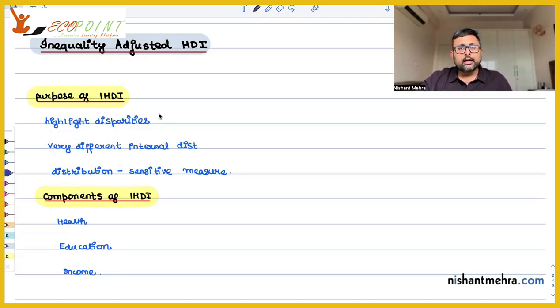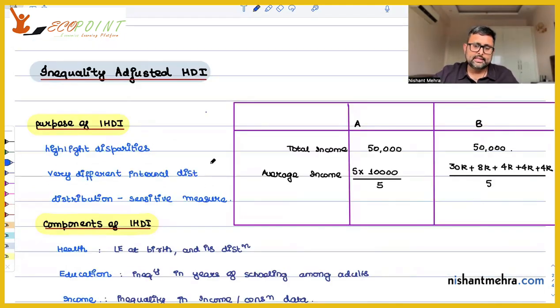Second, two countries can have the same HDI, but very different internal distributions of consumption, income, and wealth. It is a distribution sensitive measure. I'll give you an example. There are two villages and there are five families, or you can pick individuals in each village. In village A, everyone is earning 10,000, so the average income also comes out to be 10,000.